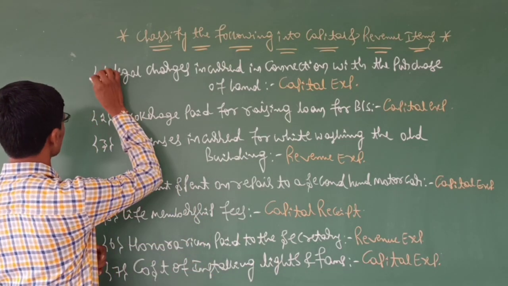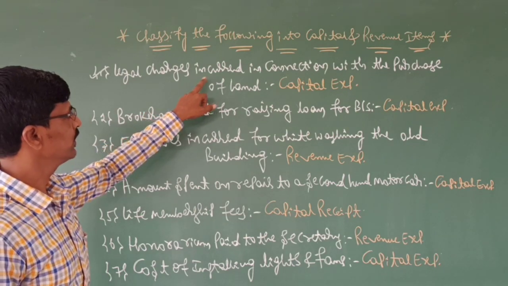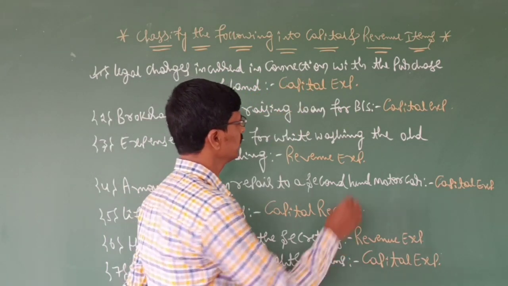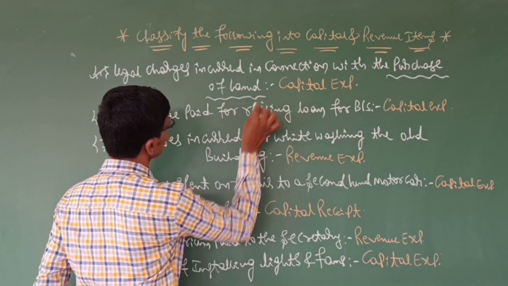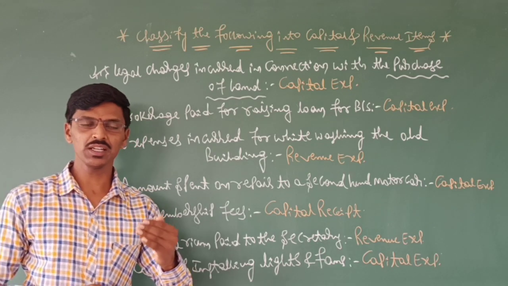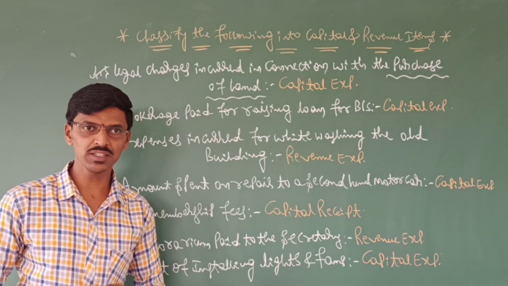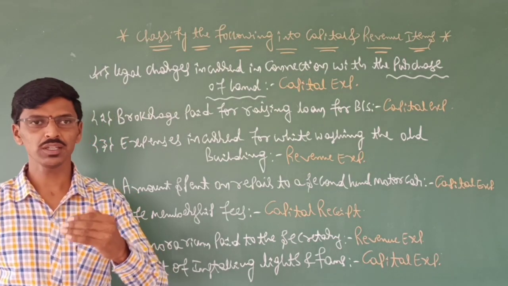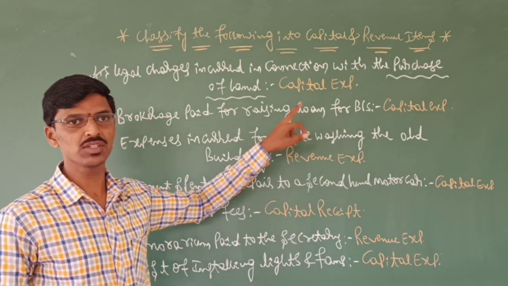Classify the following into capital and revenue items. The first transaction is legal charges incurred in connection with the purchase of land. The purchase of land comes in capital expenditure because we are getting the benefits for more than 1 year. Hence, it comes in capital expenditure.